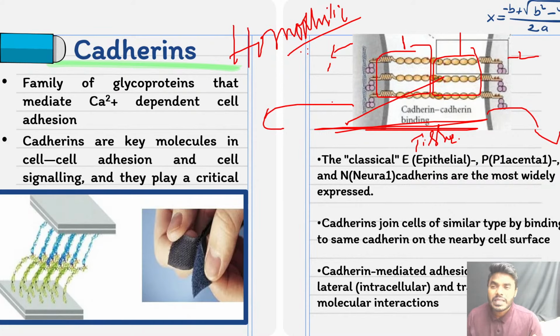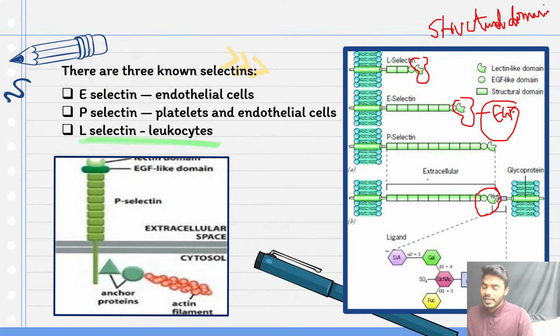Friends, if you quickly recall, there are many types of cadherin molecules. There is no doubt about it. But among the many types, only some types of cadherins are widely expressed on tissues, that is epithelial, placental, neural. Similarly, there are many types of selectins that associate with glycoproteins with the help of structural domains. But among all, the major types of selectins are E-selectin, P-selectin, L-selectin.